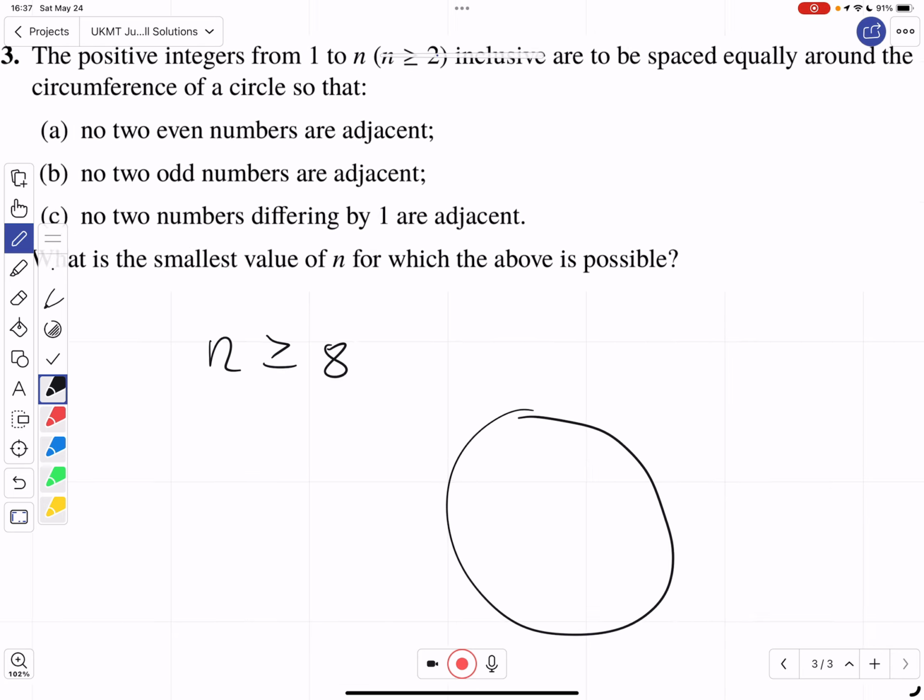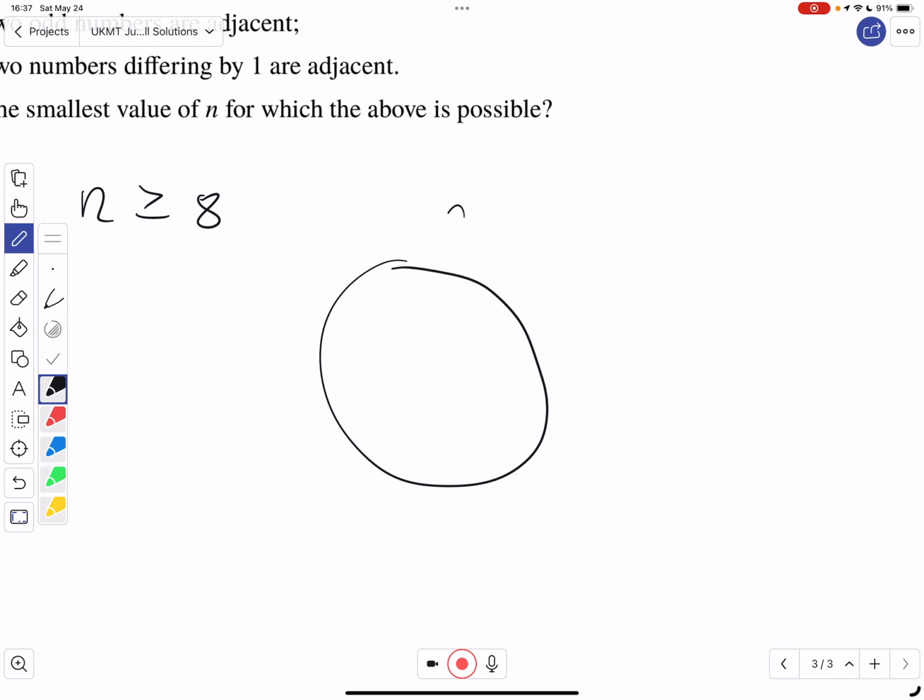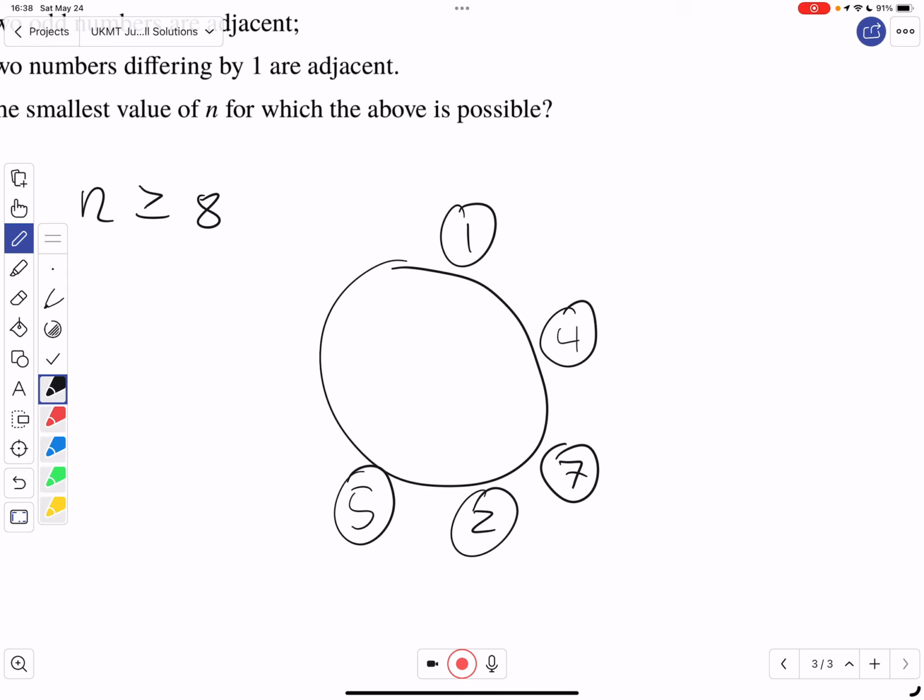This is the circle. Let's start with 1. What can be next to it? Let's say a 4. Next to 4, maybe 7. And next to that, we could go for a 2 and then a 5, I would say. After 5, we can go for a 6, no, an 8, yes. And now it's the 3, and then this of course has to be a 6. See, 3 is next to 6 and 8.